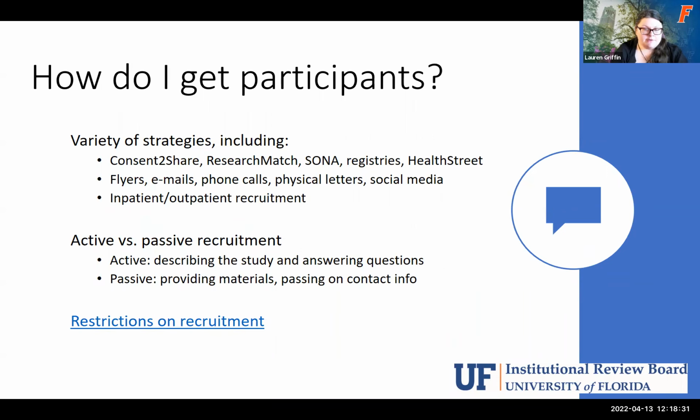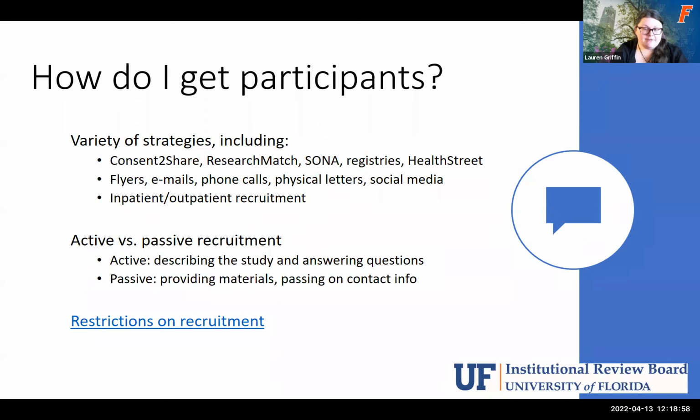A lot of times we also ask you to clarify the difference between people who are actively recruiting versus passively recruiting. So when we say actively recruiting, essentially what we're talking about is someone who's going to go up to people, going to hand them a flyer, going to talk to them about the study, going to give them different information, may take contact info, may give contact info out. And in a lot of cases, this might actually be the same person who does the informed consent.